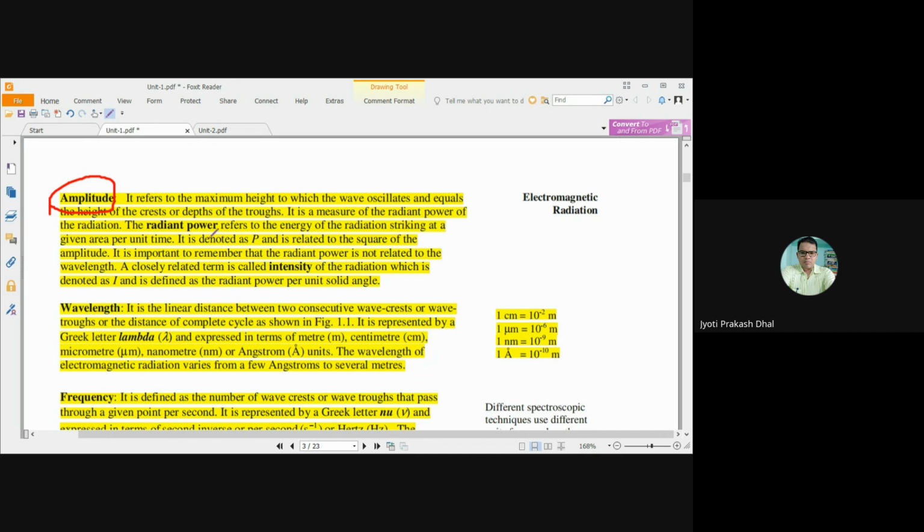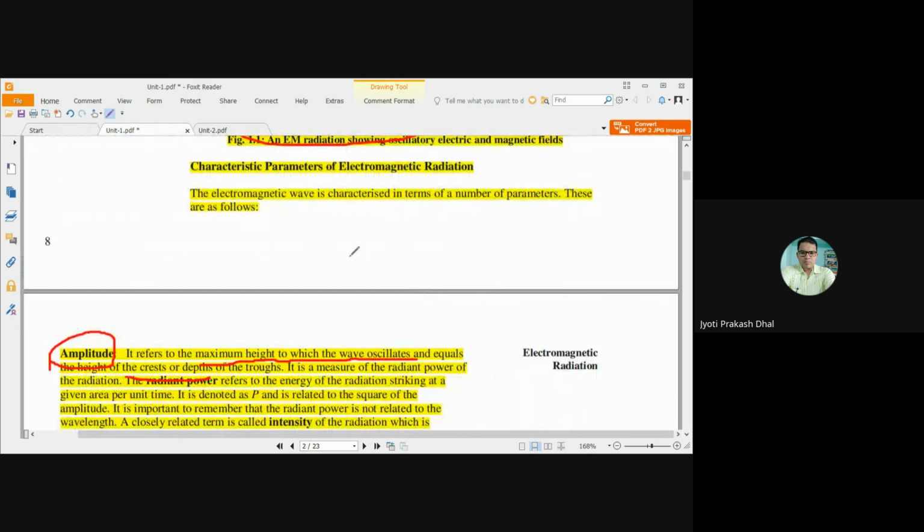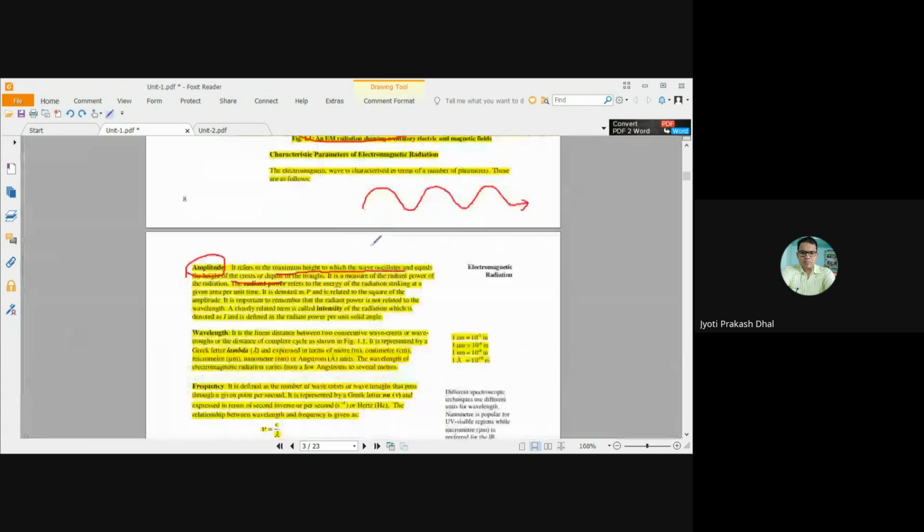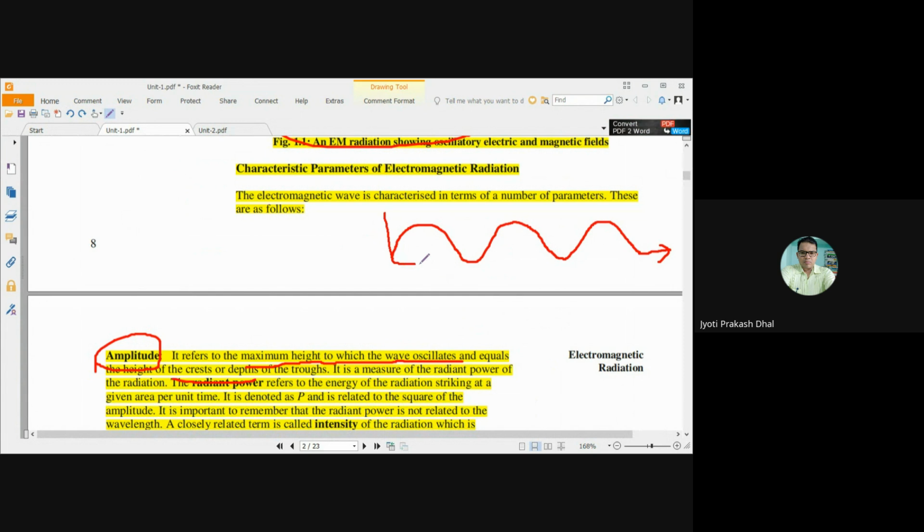What do we mean by amplitude? It is the maximum height to which the wave oscillates, equal to the height of the crest or the depth of the trough. Suppose this is a wave, any type of wave, and this is the direction of propagation. We know that waves contain consecutive crests and troughs. This is the origin and this is the direction of propagation of the wave.